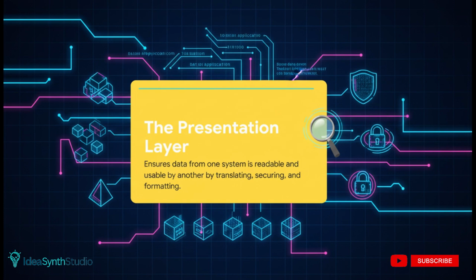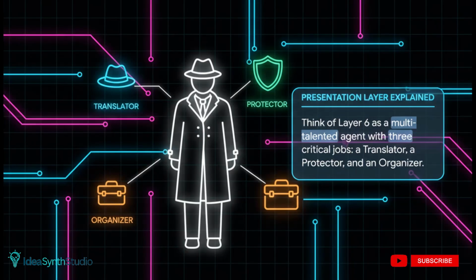Its core mission sounds simple, but it is absolutely critical. It takes the raw data from an application and prepares it so that any other application on any other device can understand it. It's all about making sure data is readable, usable, and of course, secure. You know, to really get a handle on this, let's picture the presentation layer as a kind of secret agent, a multi-talented one who wears 3 different hats. Each hat represents a distinct and vital role that it plays in pretty much every single thing you do online.